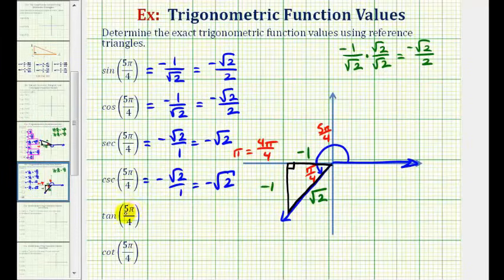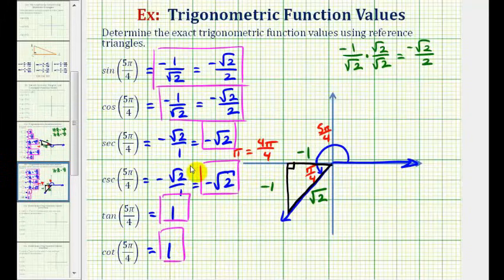And then the tangent of 5 pi over 4 radians will be equal to the ratio of the opposite side to the adjacent side, or -1 divided by -1, which is equal to +1. And then the cotangent function value will be equal to the reciprocal of the tangent function value. Reciprocal of 1 is equal to 1, or again, using the reference triangle, we would have the ratio of the adjacent side to the opposite side, -1 divided by -1, of course, is equal to 1. I hope this example was helpful.